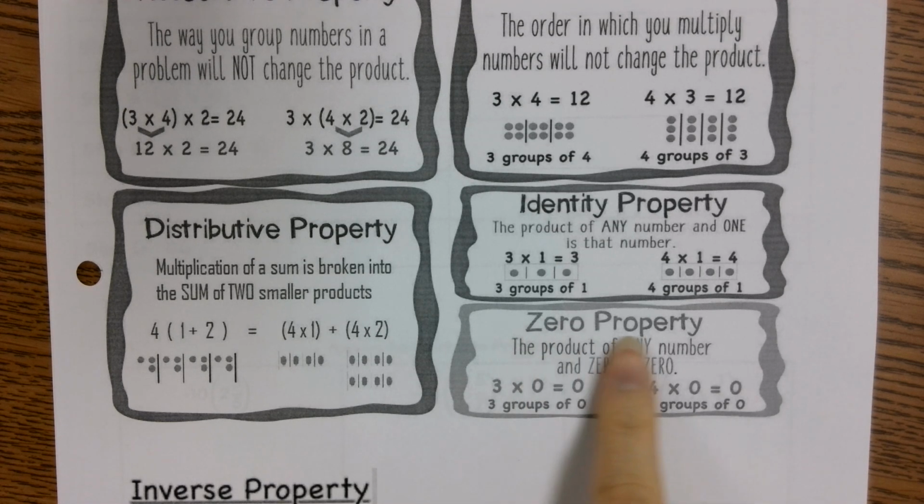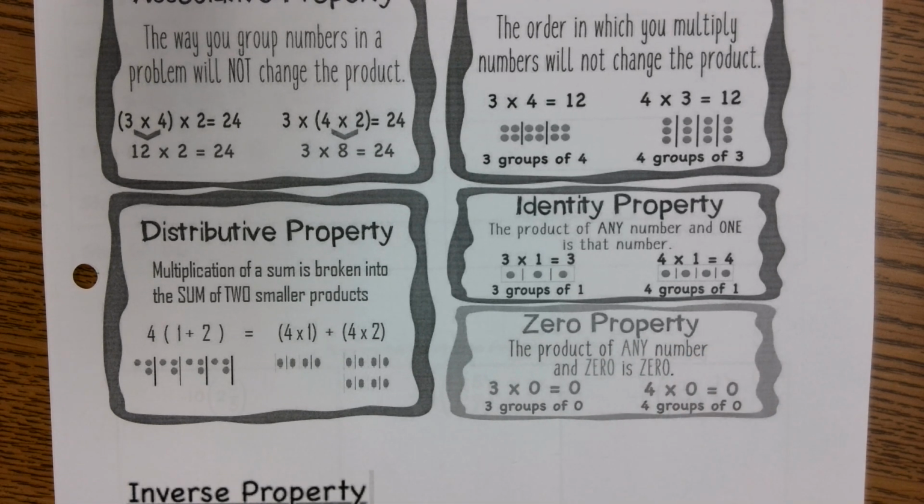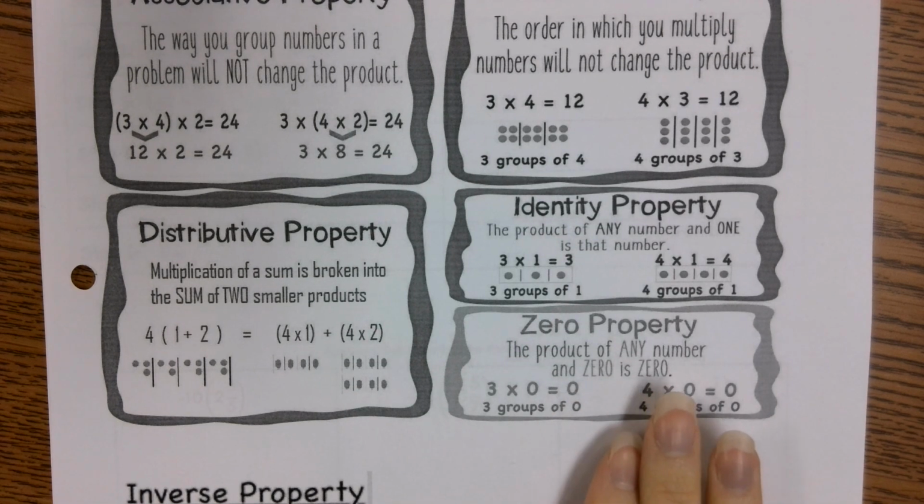We also have a 0 property that if you multiply any value by 0, you're always going to get what? 0. So no matter what you multiply by, if you multiply it by 0, it's going to become 0.